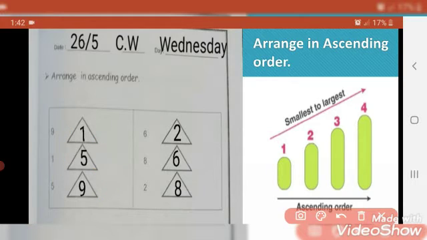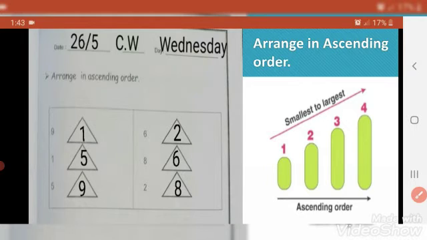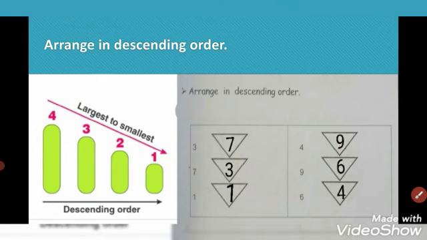Now move towards the second column. Read the numbers with me, 6, 8 and 2. We have to write down the smallest number, that is 2 in the first triangle, then we can write number 6, and at the end we have to write down the largest number, that is number 8. I hope you understand that how you have to do this page. Now move towards the next part of the page.